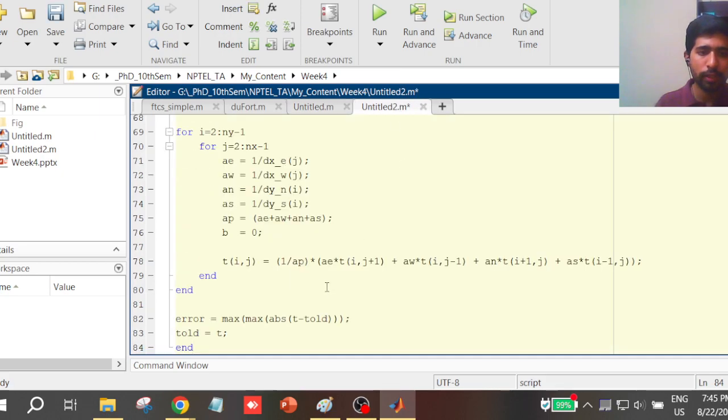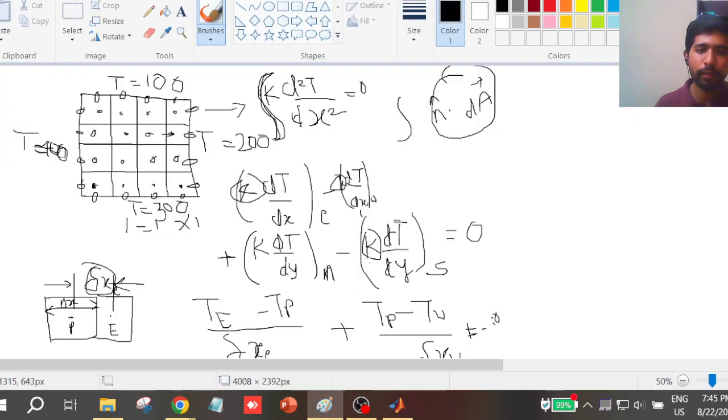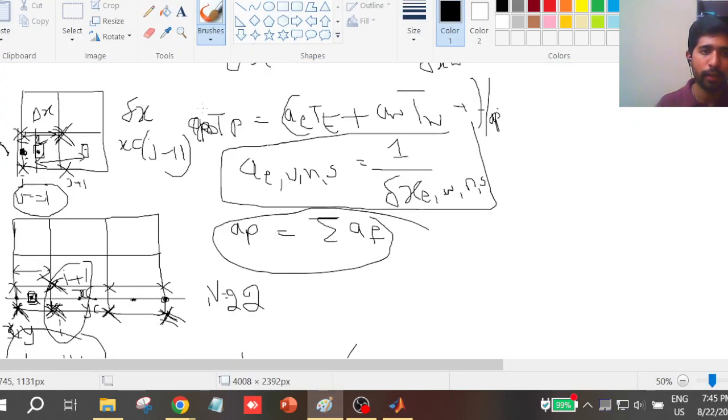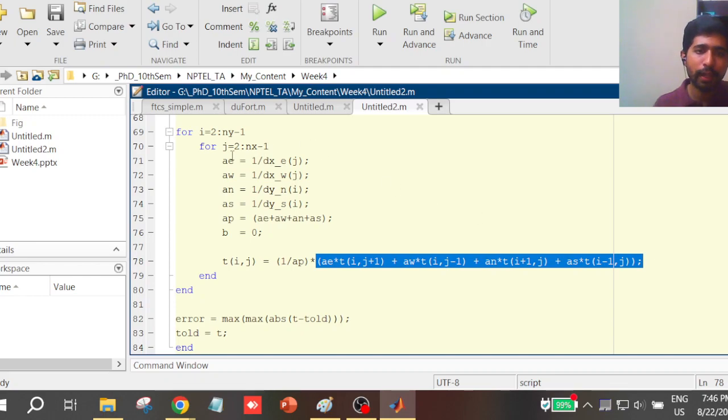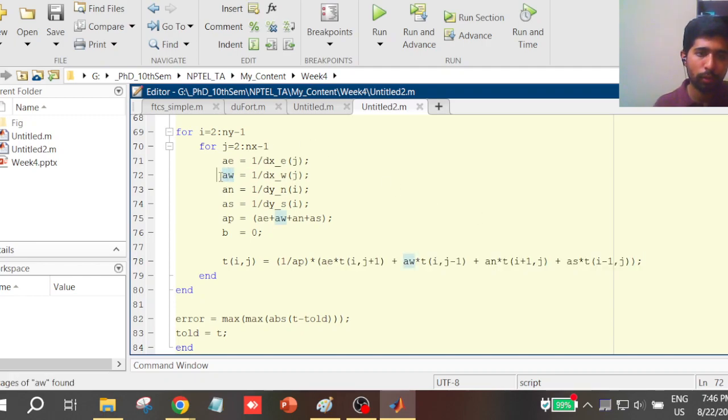Now, just as I said earlier, T will be equal to AE TE plus AW TW plus AN TN plus AS TS divided by AP, right? That is what I had written here. TP is equal to AE TE plus AW TW plus so on divided by AP. So that is the expression I have written here. And then I have defined this AE values over the whole loop inside the domain. And why have I taken 2 to ny minus 1? 1 is nothing but my boundary, and ny will also be my boundary, nx will be my boundary. So there I am not calculating this.